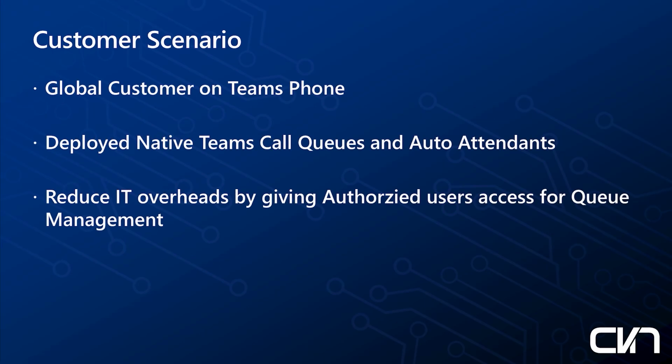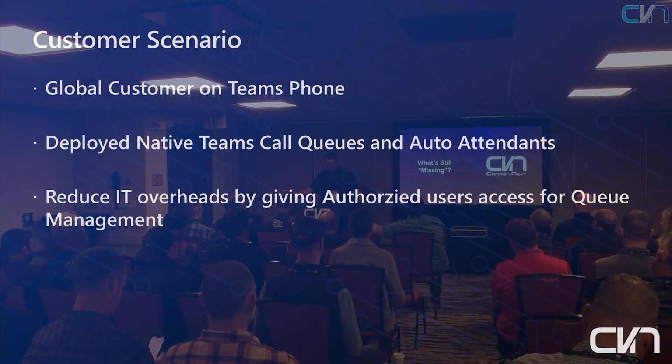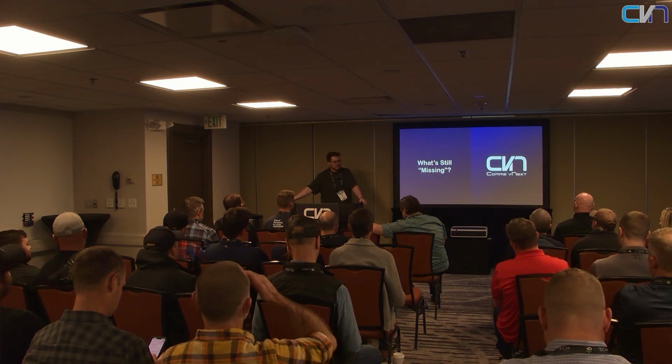A global customer that was on Teams phone, they'd already deployed native Teams call queues and auto attendants, and they wanted to reduce those IT overheads that I mentioned before. So giving those authorized users or the leads on particular queues access to the queue management feature, QZAP was great for them, and they were able to effectively roll out that across the queues, and then at more of a local level, they were making those changes to the queues within the Teams client. So what is still missing?